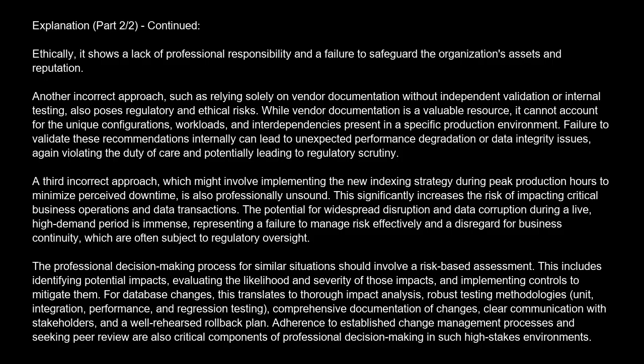A third incorrect approach, which might involve implementing the new indexing strategy during peak production hours to minimize perceived downtime, is also professionally unsound. This significantly increases the risk of impacting critical business operations and data transactions. The potential for widespread disruption and data corruption during a live, high-demand period is immense, representing a failure to manage risk effectively and a disregard for business continuity, which are often subject to regulatory oversight.